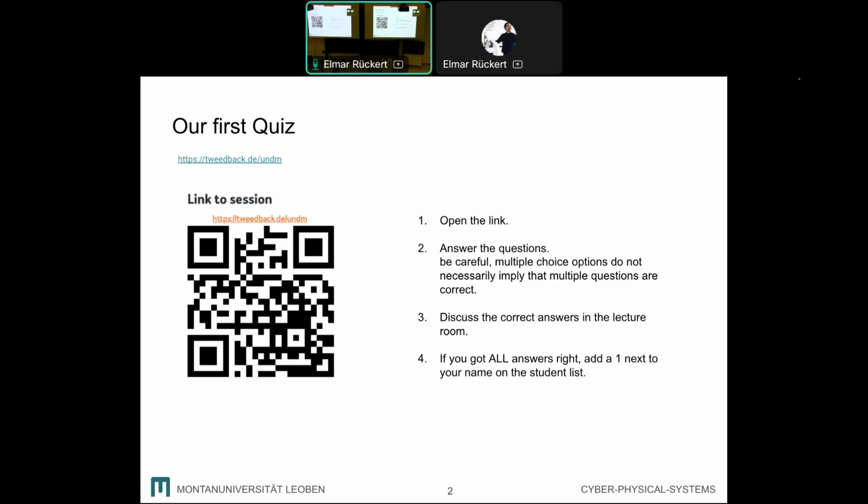We discuss the correct answers afterwards. If you have one of the 2 questions right, you get 1 point. If you have both correct, you get 2 points. And you simply add a 1 or a 2 next to your name in the column where it says 12th of March. I'll give that to you. You see, I only have 5 printed copies with me.